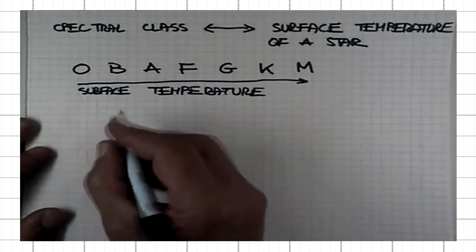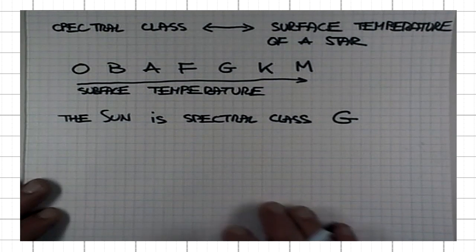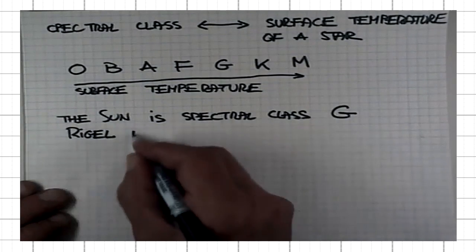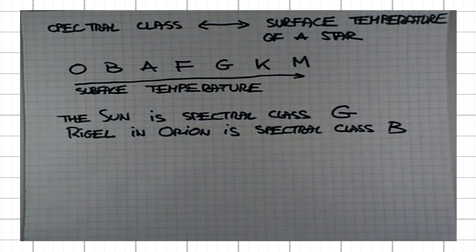Okay? So the Sun is spectral class G. And that star in the knee of Orion that looked bluish when we talked about the connection between the color of the star and the surface temperature is actually a B-type star. And Betelgeuse, that enormous dying star whose diameter is about 800 times larger than the diameter of the Sun, is spectral class M. It has a cool surface, hence it's red.